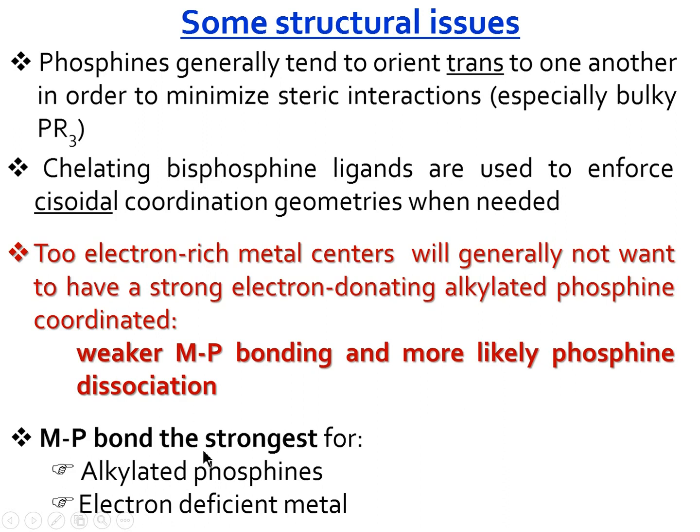The M-P bond is stronger for alkylated phosphines and for metals poor in electron density. The alkylated phosphines are very good sigma donors. They will strengthen the bond between M and P due to the overlap of orbitals, and the metals that are poor in electron density will pull the maximum donation density from the phosphines.